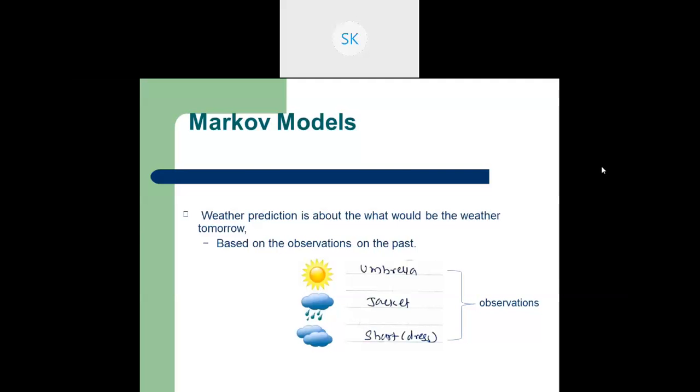So weather prediction is about what the weather would be tomorrow, based on the observations of the past. As I told you, these are the observations, a person coming with these things at his home. From these observations, he is predicting what the weather will be tomorrow.